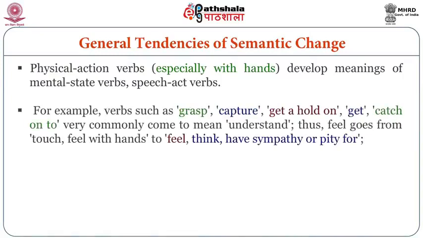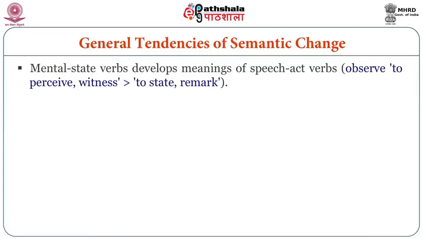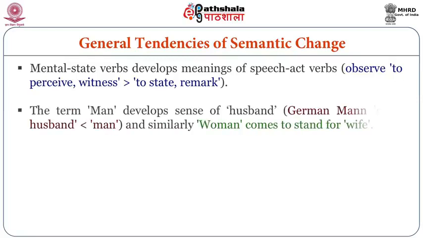For example, verbs such as grasp, capture, get a hold on, get, catch on to, very commonly come to mean understand. Thus, feel goes from touch, feel with hands, to feel, think, have sympathy or pity for, etc. Mental state verbs develop the meaning of speech act verbs: observe, to perceive, witness, to state, remark, etc. The term man develops the sense of husband, and similarly woman comes to stand for wife.